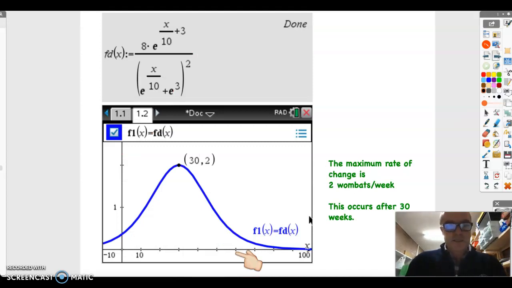Here I've plotted that same derivative on the calculator, and I've analysed the graph to find the maximum value or the maximum point on that curve. The coordinates we get are 30 and 2. And it's important, the examiners would like to know that we can interpret that information. So that is to say that the maximum rate of change is 2 wombats per week. And that occurs precisely after 30 weeks.